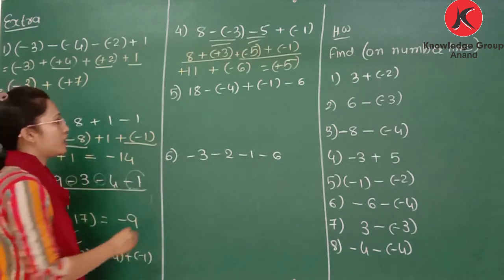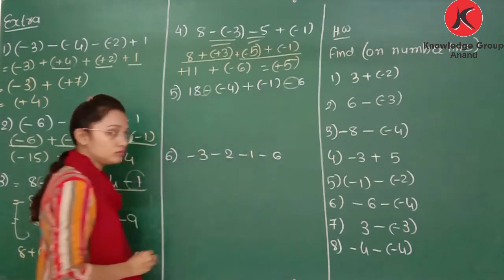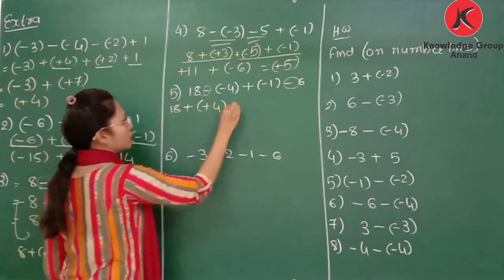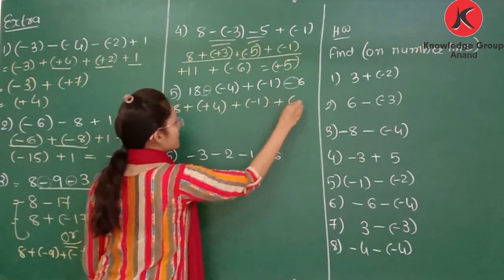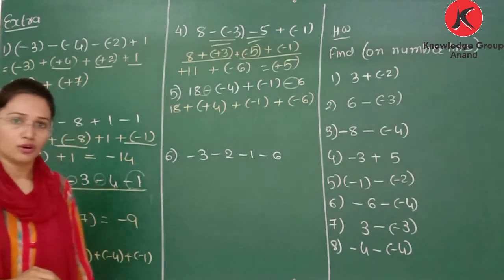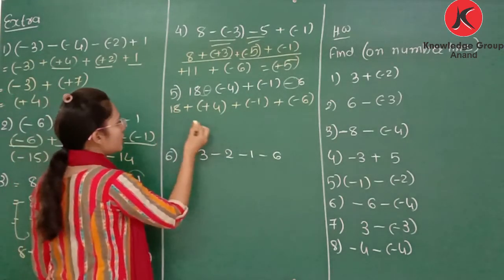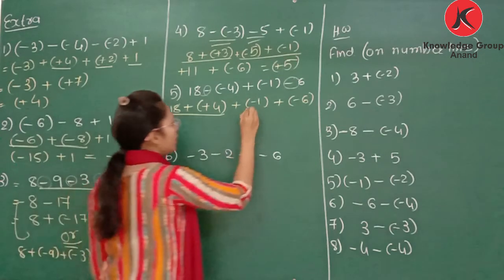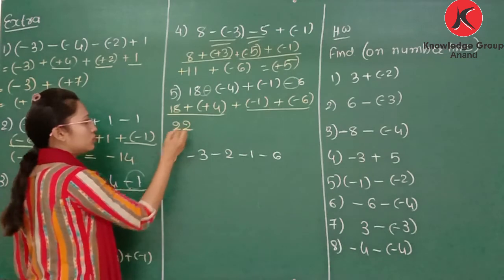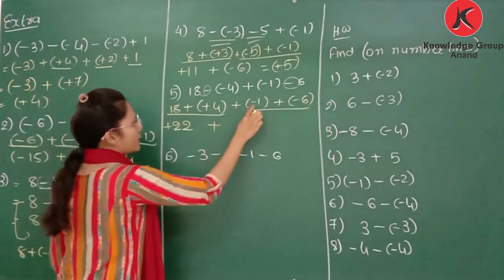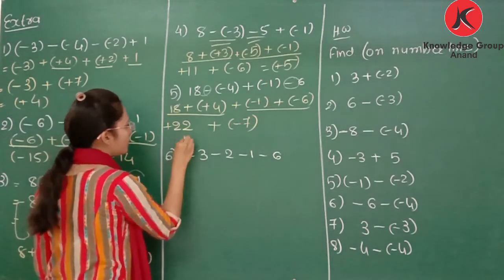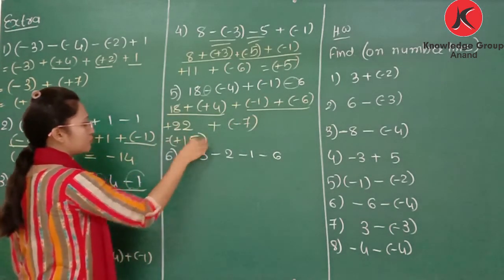Now next one, again we will change the sign. So 18 plus plus 4 plus minus 1, minus becomes plus, 6 becomes minus 6. Always in the question you need to find out the negative sign, and then change the negative sign. So here what are the numbers with the same sign? These two numbers and these two numbers. So 18 plus 4 is 22, that is plus. Minus 1 minus 6 is minus 7. Now subtraction of numbers, that is 15, but it is plus.